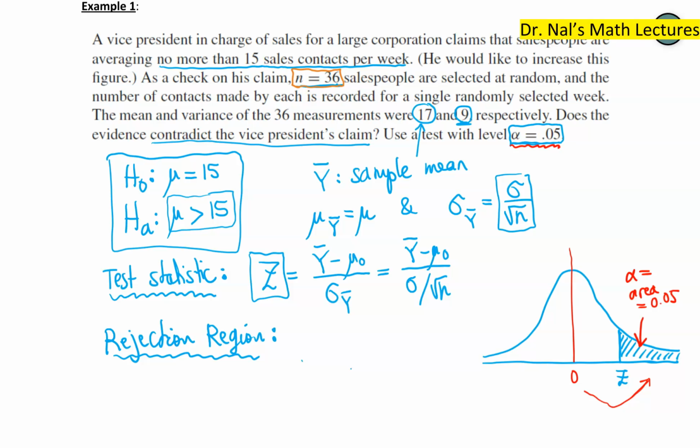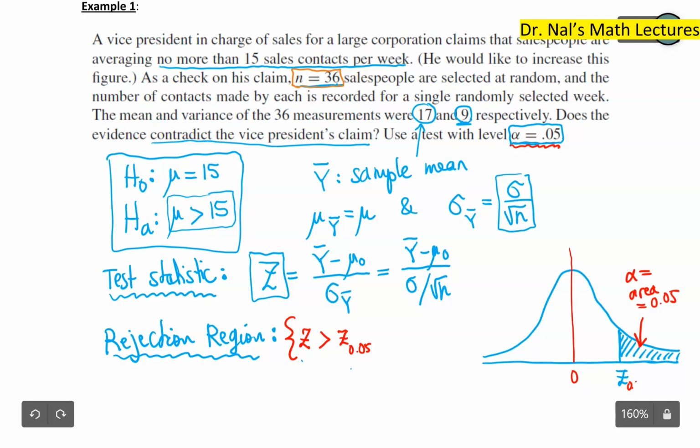Therefore, for the rejection region, we will only reject the null hypothesis if z happens to exceed z 0.05, that's how we would represent it. So this 0.05, let me just do it like this, 0.05. That's what we call the critical value. All right, so that's the critical value.